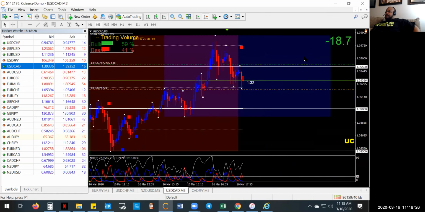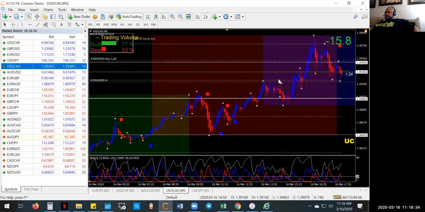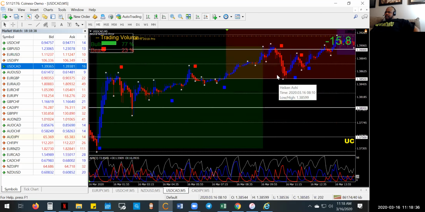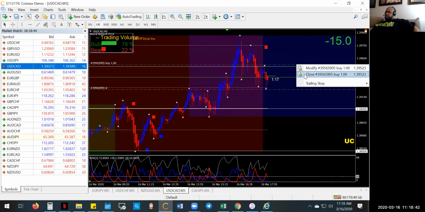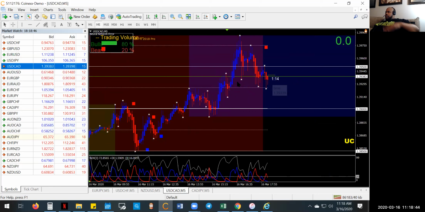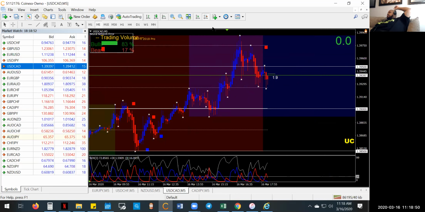Look at the 25 pip reversal. Why did I buy this? Was this a mistake? That had to be a mistake. That don't even make sense. I would never buy that. This is your 25 pip. Oh, that's 75 pips, I'm tripping. This is 75. Let's do it again, Marcus.